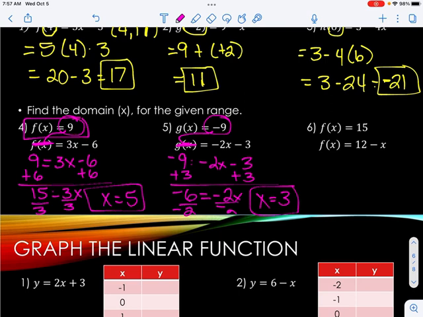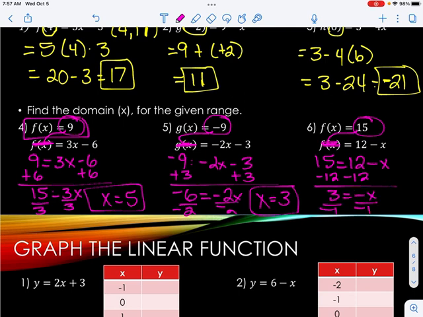And in this last one, it says f of x equals 15. I'm going to take the 15, plug it in for the f of x, and then I simply solve again. So I would minus my 12 here. I get 3 equals negative x, divide by negative 1, so x equals negative 3. Okay, so that's how we use function notation to find the domain and range values.